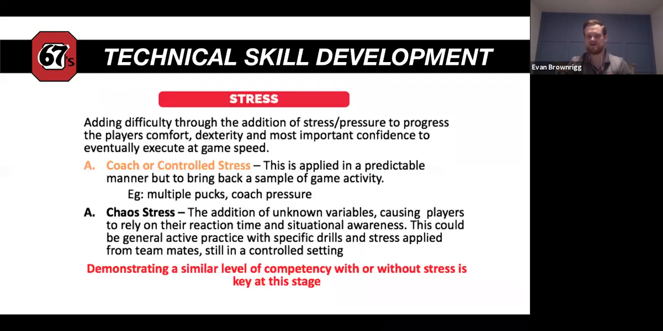And then we have our stress, and we have two types of stress. We have coach or controlled stress, and then we have chaotic stress. So I'm doing that same player climbing the wall, turning off pressure, trying to get to net for a shot, but I'm putting some passive pressure on him with a coach. And then eventually we're getting to a spot where it's chaotic, where they're having a player actually trying to make sure that they do not succeed, applying live pressure.